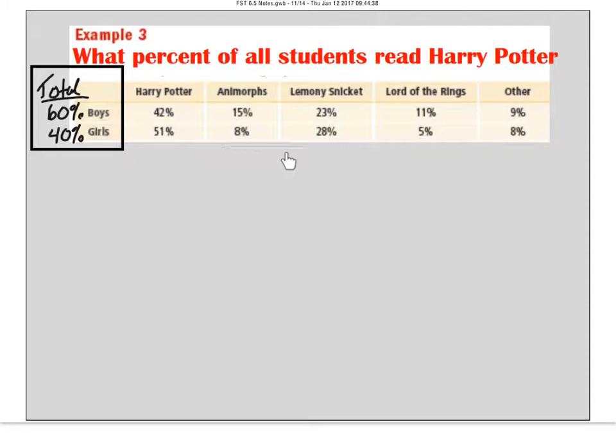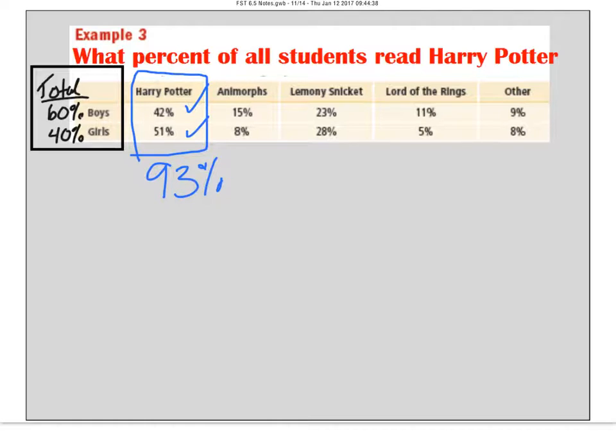And we had the same responses for which percent of books that they read. If the question was this, what percent of all students read the Harry Potter book? Your eyes are obviously going to go towards the Harry Potter column, and you're going to want to add up these two percentages, which as of now would be 93%, and then think about how to average that out.